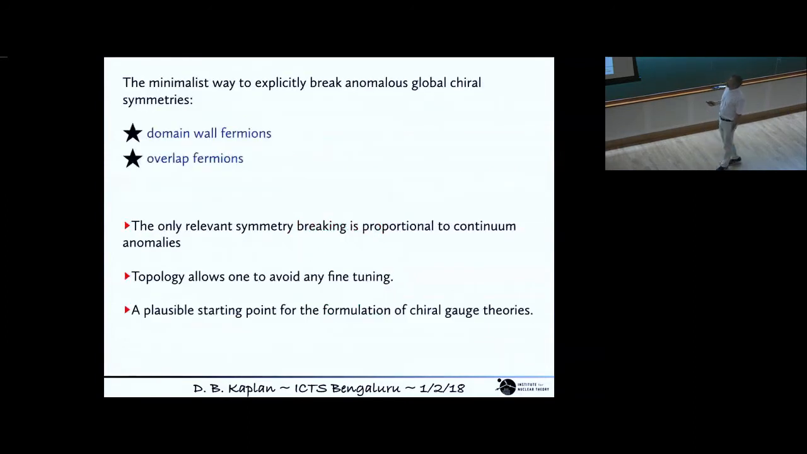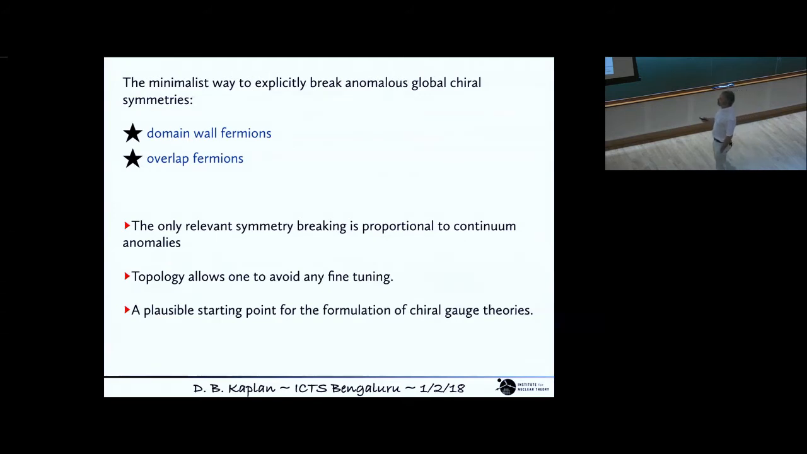So what I'll be describing today is the minimalist way to explicitly break the symmetries, in that it'll be domain wall fermions and overlap fermions. And these two have the feature that there is no, what do you call it? I forgot the word, sorry. You don't have any casualties other than the exact amount of symmetry breaking you need for the anomalies.